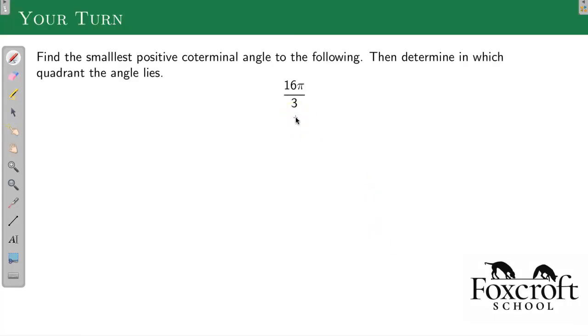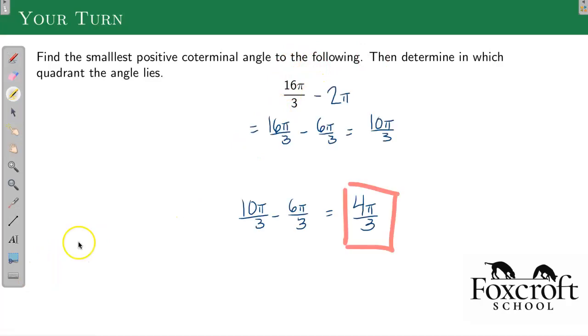Here's the one for you to try on your own. Find the smallest positive coterminal angle to 16 pi over 3. I'll show you the answer in 3, 2, 1. And you actually have to do it twice for this one. You have to subtract 2 pi, you get 10 pi over 3. Do it again, you get 4 pi over 3.